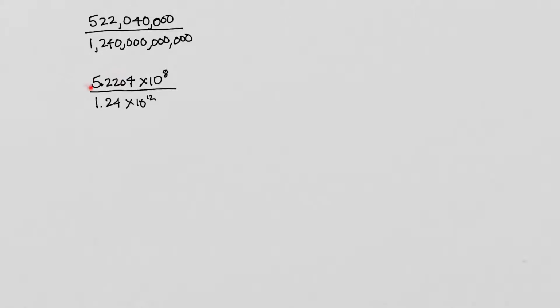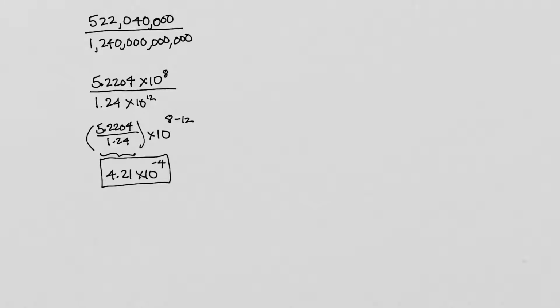And now we're going to make this division of the decimal parts. So let's do that. This is going to be 5.2204 divided by 1.24 times 10 to the, all right, the top exponent minus the bottom exponent. So making this division right here, when I did that, I got 4.21 times 10 to the, now 8 minus 12 is negative 4, and we're in scientific form already, so we're good to go.